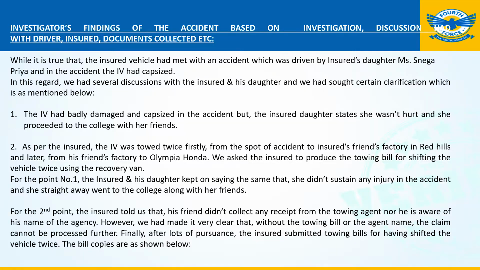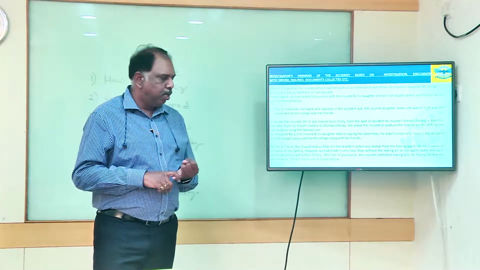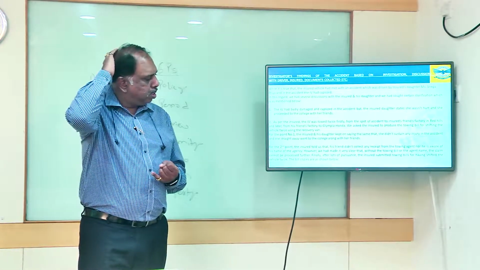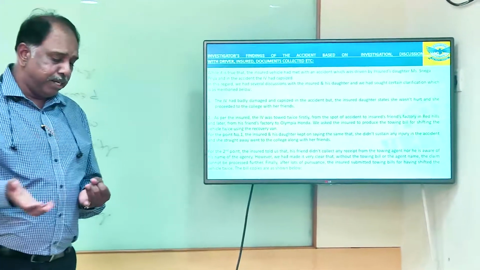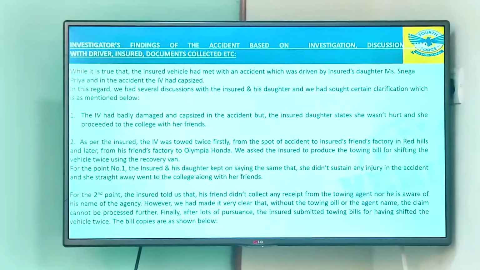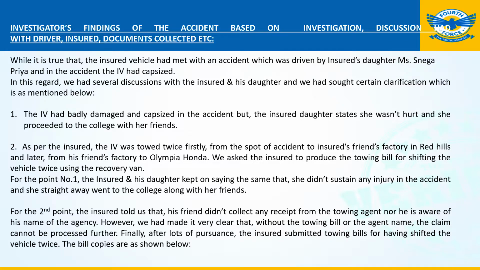As per the insured, the IV was towed twice, as I mentioned. Firstly, to Friends factory in Red Hills, an outskirt of Chennai. Then from Friends factory to Olympia Honda. We asked the insured to produce a towing bill for shifting the vehicle twice. On the first point, the insured and his daughter kept on saying the same, that she didn't sustain any injury.